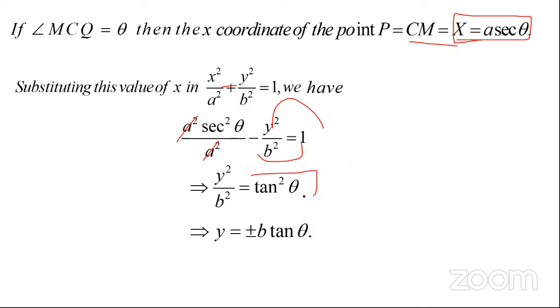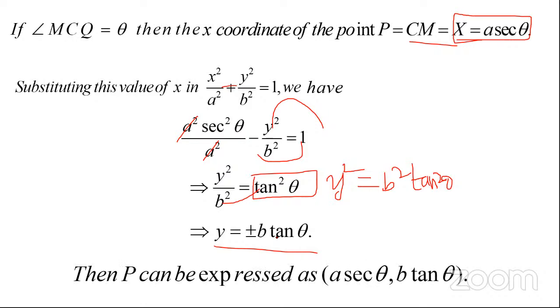We know the formula secant square theta minus tan square theta equal to 1, so y square by b square equals tan square theta. Then taking b square to the right side, you get y square equals b square tan square theta. Solving for y, you will get y equals plus or minus b tan theta.